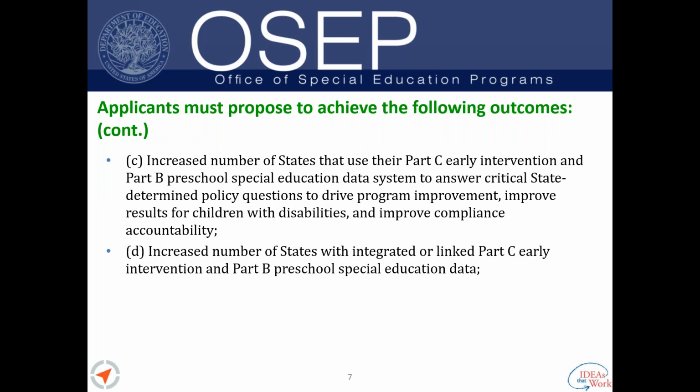Next, projects must achieve at a minimum the following outcomes. Increased number of states that use their Part C early intervention and Part B preschool special education data systems to answer critical state-defined policy questions to drive program improvement, improve results for children with disabilities, and improve compliance accountability, as well as increase the number of states with integrated or linked Part C early intervention and Part B preschool special education data.